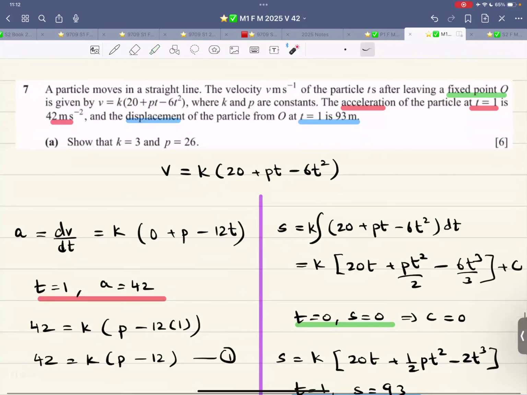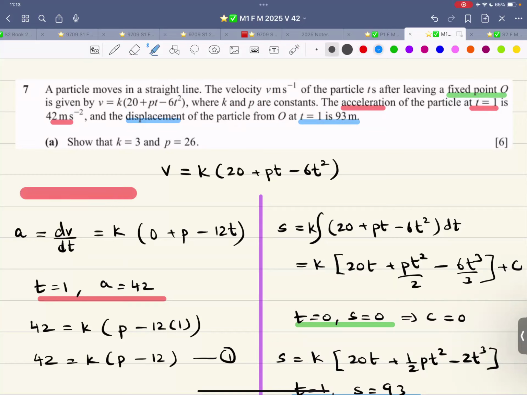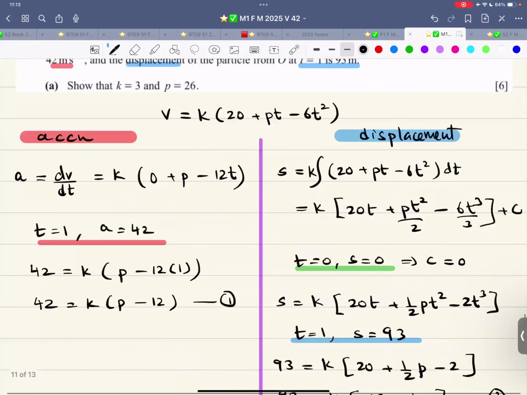Question number 7. A particle moves in a straight line. The velocity of a particle after leaving a fixed point O is given by such and such, where K and P are constants. The acceleration of the particle at t equals 1 is 42. And the displacement of the particle from O at t equals 1 is 93. So now the red information, let me highlight this. The red information is for acceleration. The blue information is for displacement. So red one is for acceleration. Blue one is for displacement.